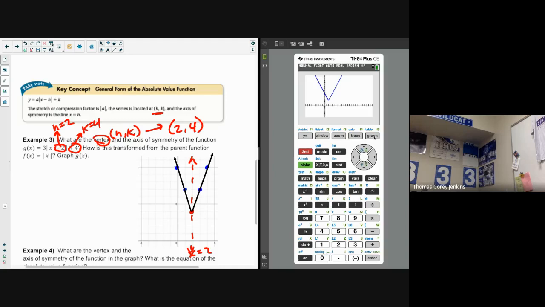If I go to second and graph, I can look at a table, right? So we thought that it was going to go through 2, 4, right? So I can look at my table and it does go through 2, 4. We also thought that it goes through 3, 7, right? You can see 3, 7, you can see 1, 7. So we can see that we did do this correctly. Okay, and then we have one more example.